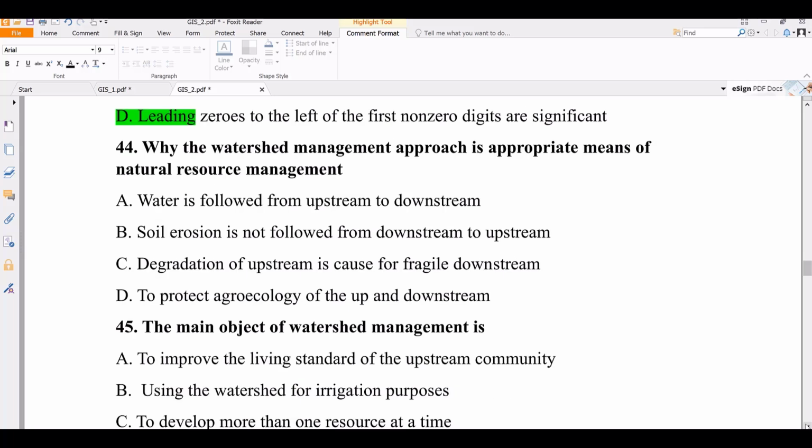Question 44. Why is the watershed management approach an appropriate means of natural resource management? A. Water flows from upstream to downstream. B. Soil erosion is not followed from downstream to upstream. C. Degradation of upstream is the cause of fragile downstream. D. To protect the agroecology of the upstream and the downstream. So in natural resource management, degradation of upstream is always the cause of fragile downstream.